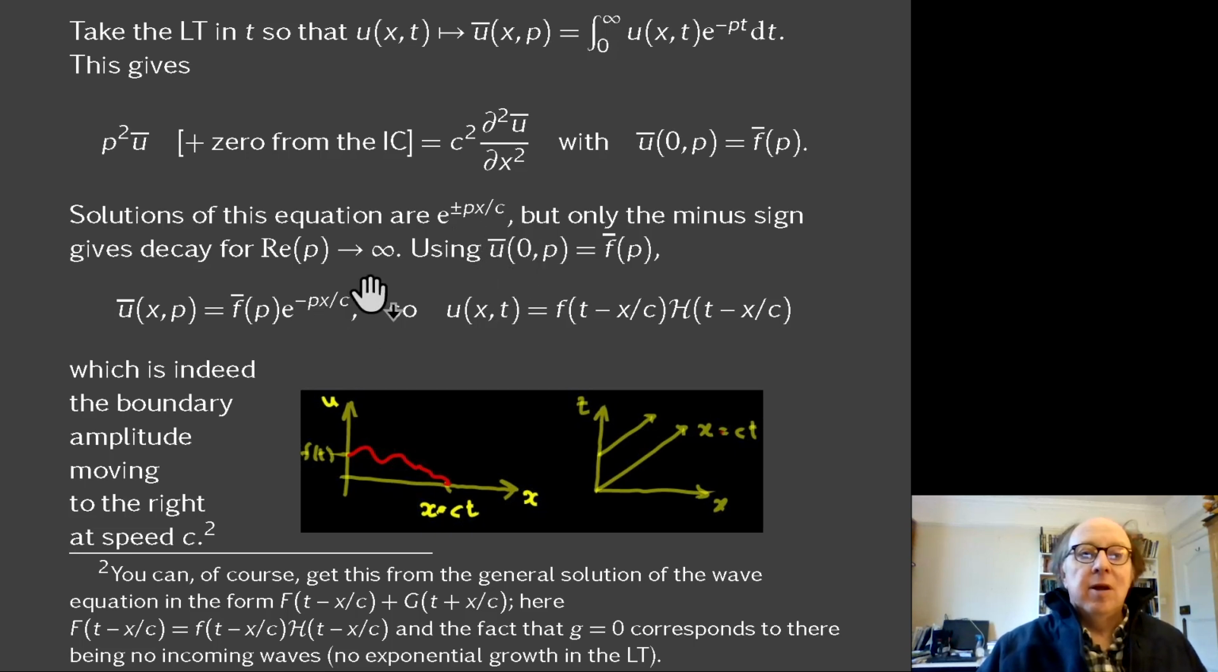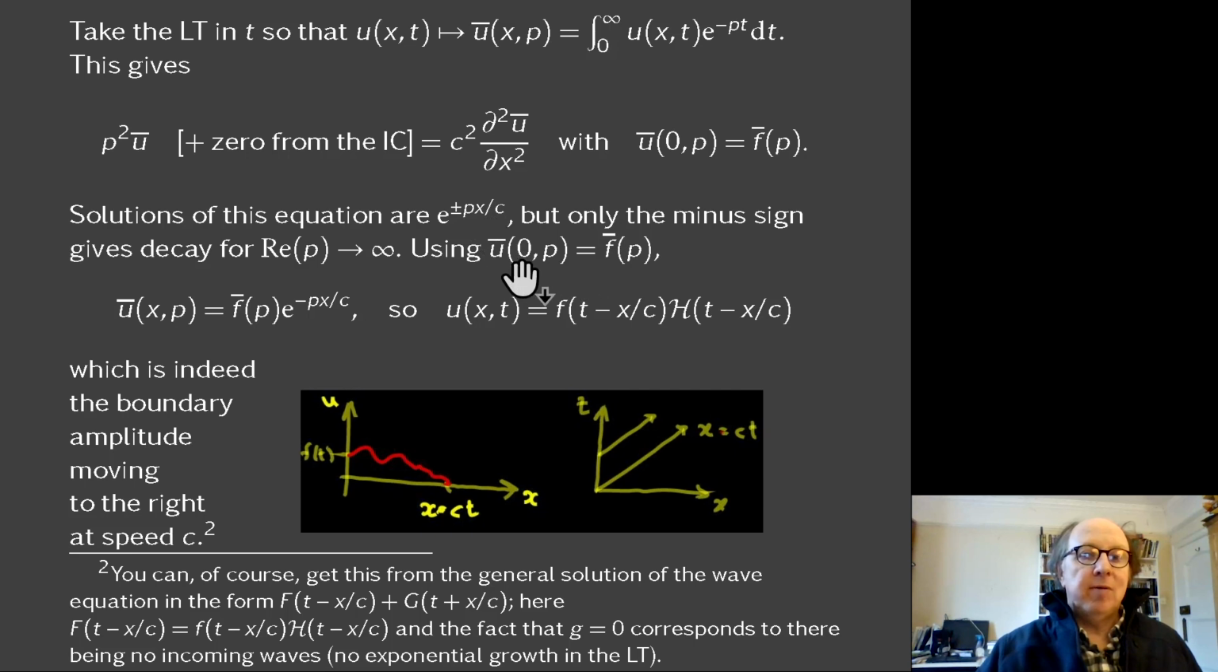But of course, p is going to be positive. This is going to be a right-hand half plane for the Laplace transform variable p. C is positive, x is positive. So we cannot have the plus sign because that would give you exponential growth. So only the minus sign counts. And that means that u bar is actually just something times e to the minus px over c.